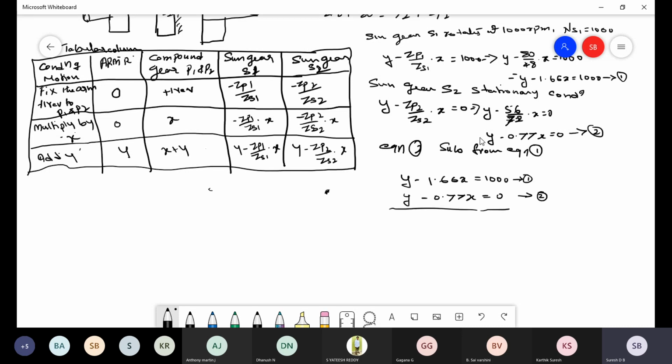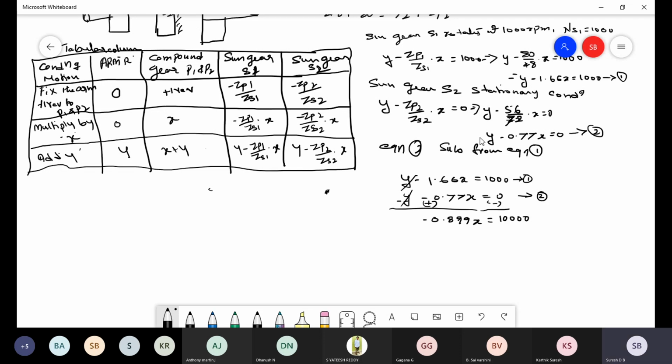Once you subtract, the signs of equation number 2 are reversed: positive signs convert to negative, negative signs convert to positive. So y minus y cancels. Minus 1.66 plus 0.77 gives minus 0.89, so minus 0.89x. Plus 1000 minus 0 is 1000.